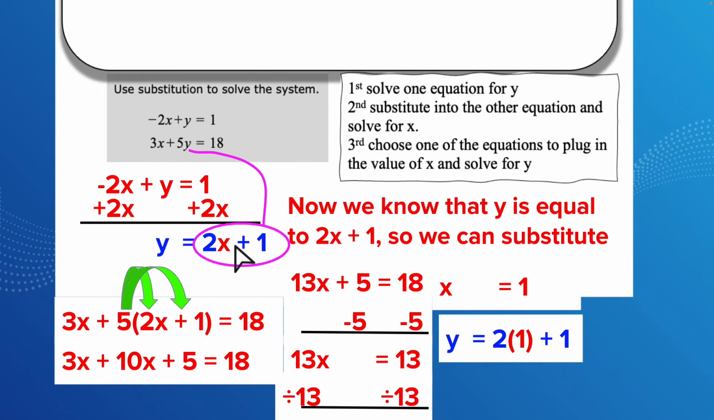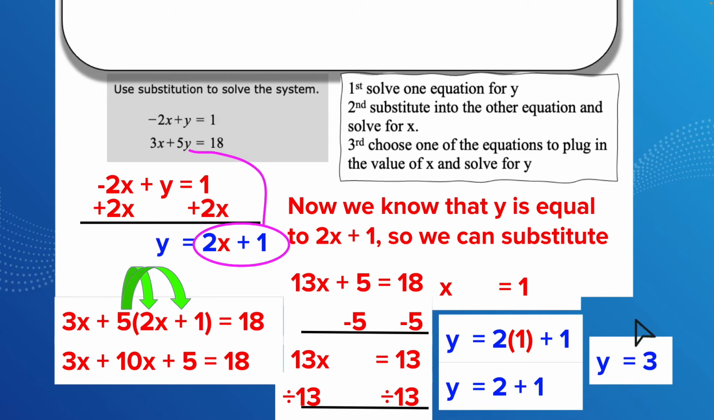So I'm just going to plug in 1 for x. So it's 2x plus 1. I'm putting x in here now. So I'm substituting again, technically. So 2 plus 1 is 3. So now I know what my solution is. My solution is 1, 3. And remember, this is a coordinate. 1, 3.